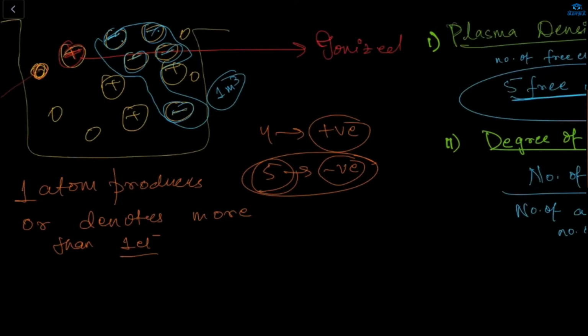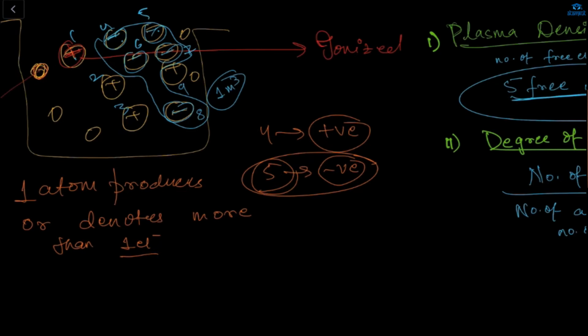Anybody? Number of cation is how much? Tell me. Total how many atoms? Total 9 atoms are there. See, 1, 2, 3. This one is 4, 5, 6, 7, 8, and this thing is 9. Total 9 atoms. These are the neutral ones, so we'll not count it. Total 9 atoms are there, and total 9 atoms was there, and only 3 gets ionized.